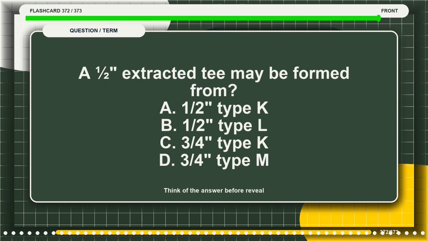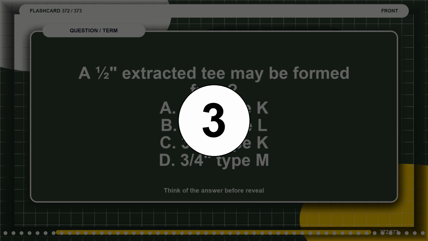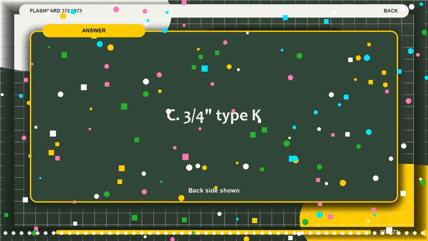Flashcard 372. A 1/2 inch extracted tee may be formed from: A. 1/2 type K, B. 1/2 type L, C. 3/4 type K, D. 3/4 type M. Think of the answer before the reveal. The answer is C. 3/4 type K.